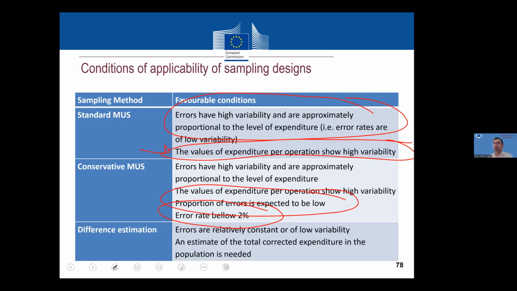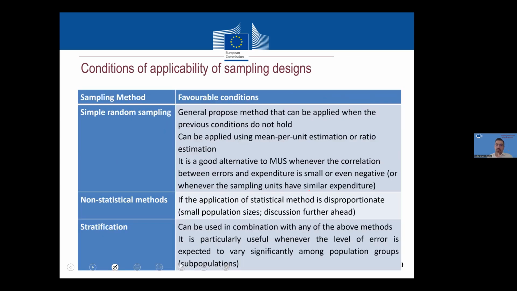These are some of the reasons that made this method less popular these days, but probably the most important reason why this method is less popular is because it tends to produce larger sample sizes than the standard MUS. When shall we apply a method based on equal probabilities, like simple random sampling? Well, we apply simple random sampling as an alternative to MUS whenever you don't see big variability in terms of the expenditure of the operations, or if you see this variability, you don't expect to see a strong positive correlation between errors and expenditure.